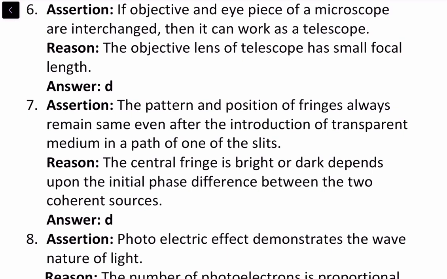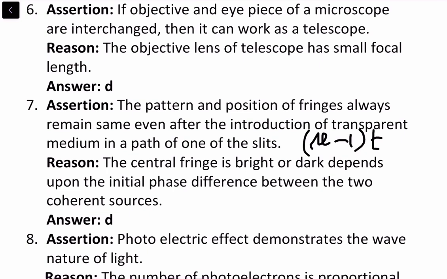It will produce a path difference of (mu minus 1) into t between the two waves. Therefore, there will be changes in the position of the central fringe. So, the assertion is wrong. And then coming to the reason, that the central fringe is bright or dark depends upon the initial phase difference between the two coherent sources.